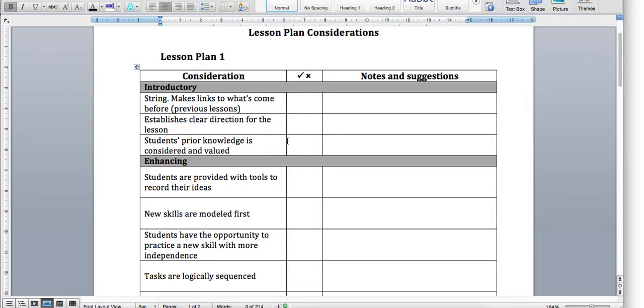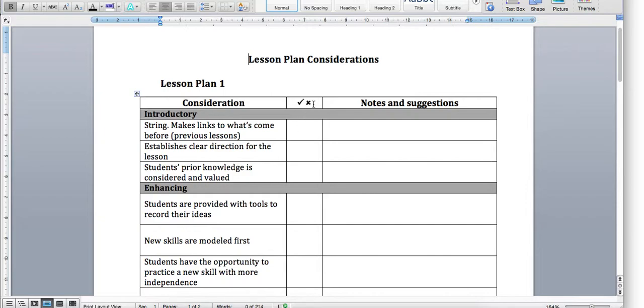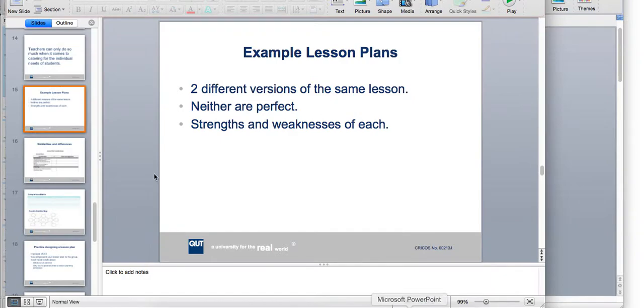So there are lots of ways that you could go about recording your ideas about the strengths and weaknesses. This is one idea. You could record your responses in a table. So in the notes and suggestions, you could just make a comment about what you found, or make a suggestion of how the lesson could be altered to improve it. That's one option.